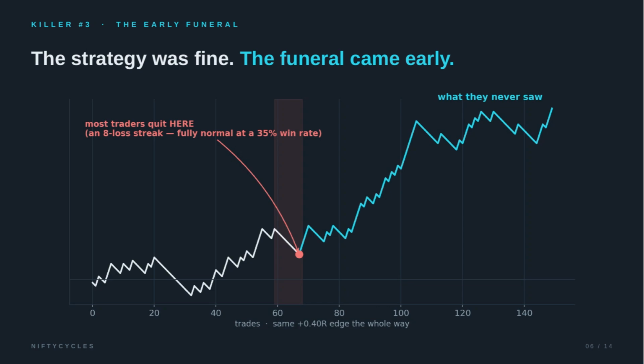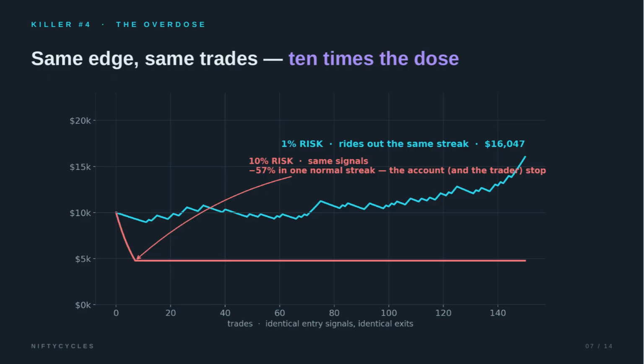But look at the chart. The white line is a trader living through that streak. 8 losses. Doubt. The forums say the edge is dead. And right there, at the exact bottom, they quit. The blue line is the same system, continuing without them. New highs. The strategy didn't die. It got buried alive.